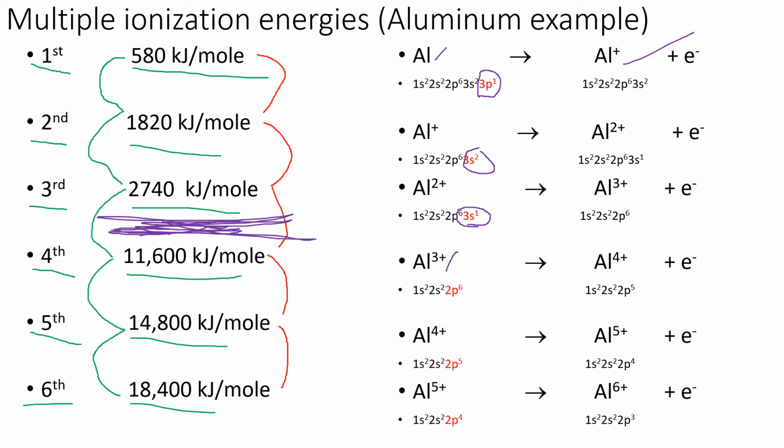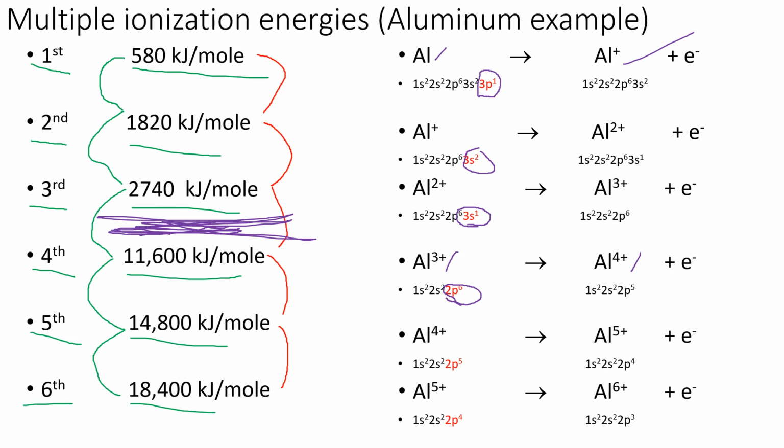Now as I go to the fourth ionization energy, I'm trying to lose that fourth electron. I'm going from aluminum plus 3 to aluminum plus 4. Look now at the electron we're going to remove. The electron we're going to remove now comes from a 2p orbital. And look at how much more that costs.